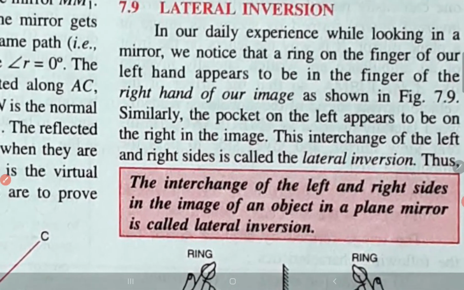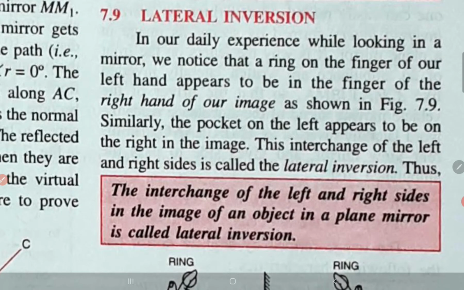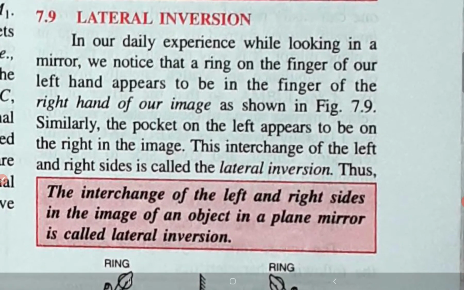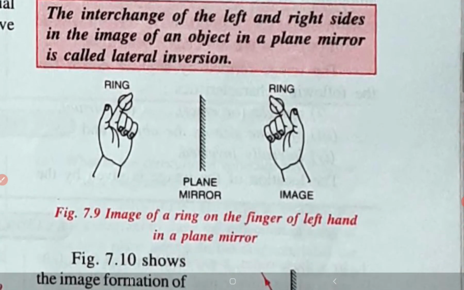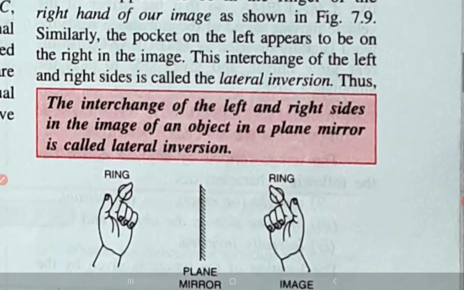Now we can go to the next topic, that is lateral inversion. In our daily experience, while looking in the mirror, we notice that a ring on the finger of your left hand appears to be on the finger of the right hand of your image, as shown in this figure 7.9. If you raise the right hand, the image in the mirror will raise its left hand.